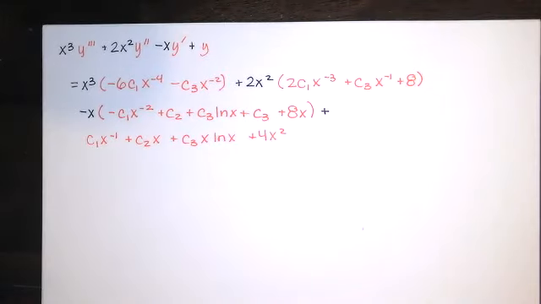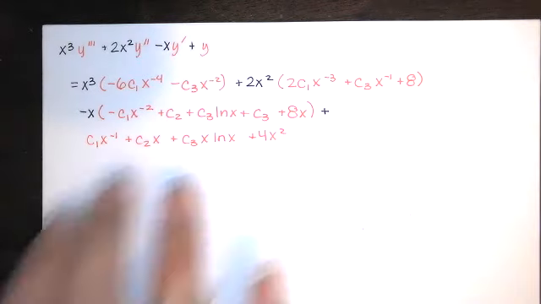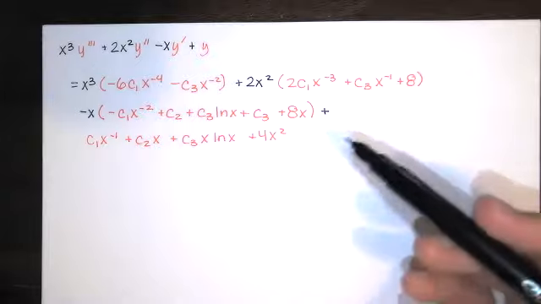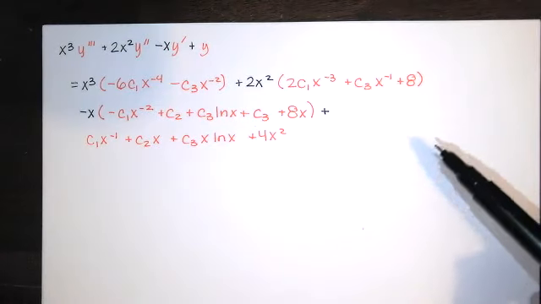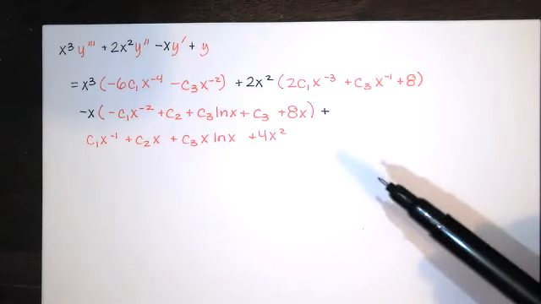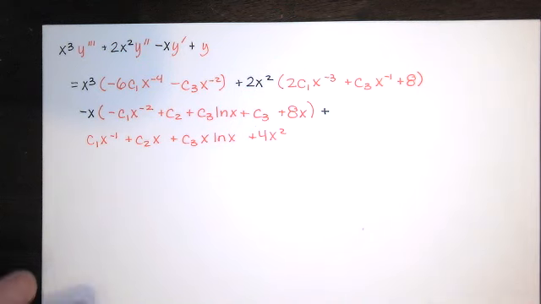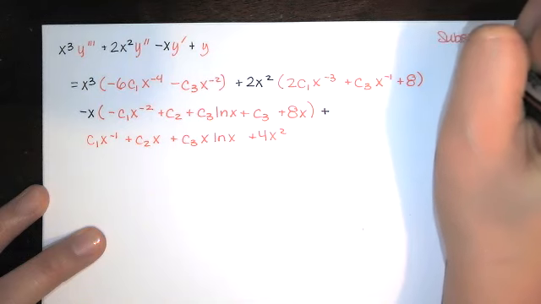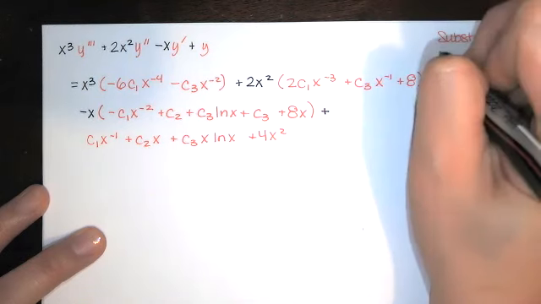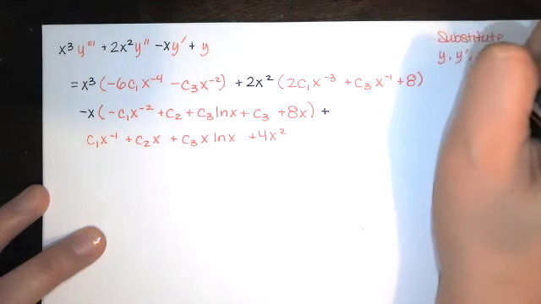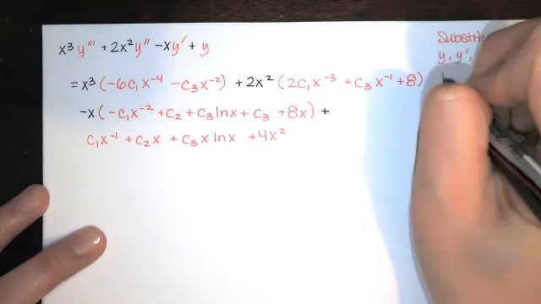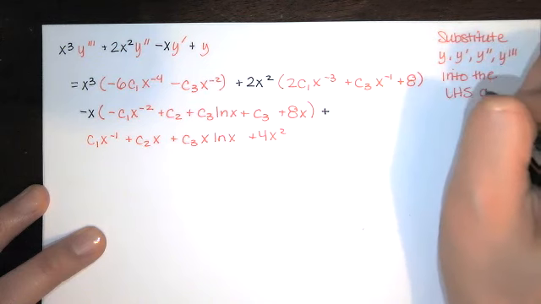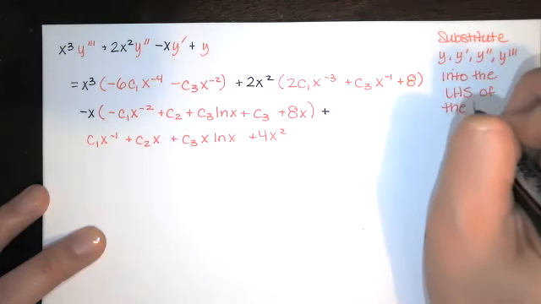Now all of that is supposed to simplify. That's the left-hand side. It's supposed to simplify to the right-hand side. Now I never write equals 12x squared. I never write equals the right-hand side because I'm not actually sure that it equals that yet. So we are substituting y prime, y double prime, and y triple prime into the left-hand side of the DE.